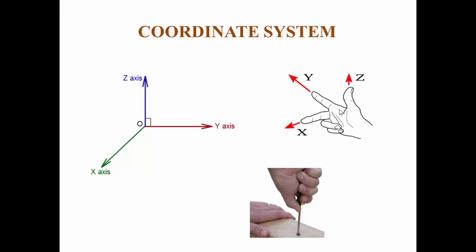If there is some confusion in these axis directions, it can be explained with the help of the corkscrew rule, or we can imagine a plane surface or a table and we make a hole in it. The surface is x and y, and the direction of the screwing is the z direction.